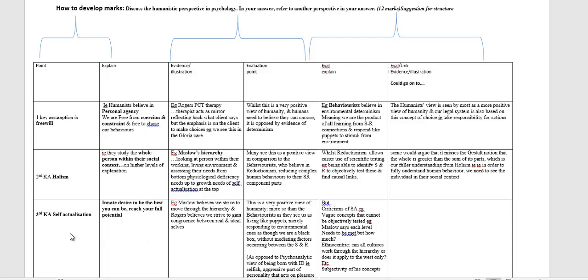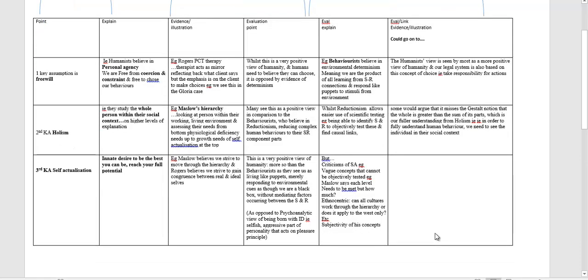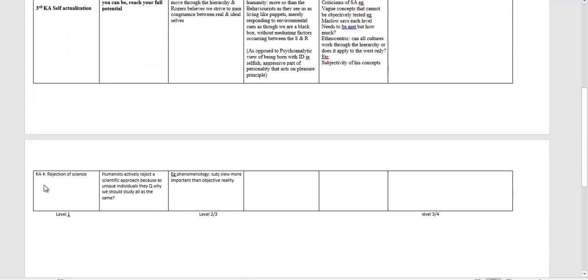Third one, we could go with self-actualization. In other words, what it is, and you know how Maslow shows it or how Rogers shows it. You don't need both, and obviously that's a very positive view as opposed to the behaviourists. And you know, we could also bring in some evaluation. And rejection of science is another key assumption, why they reject it, etc., etc.